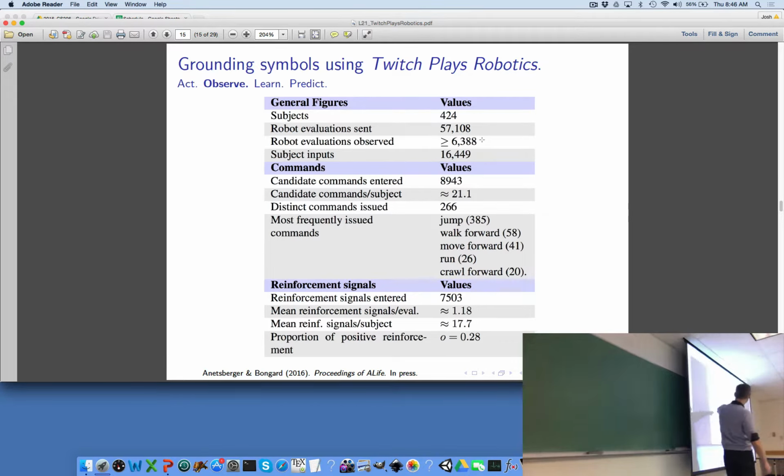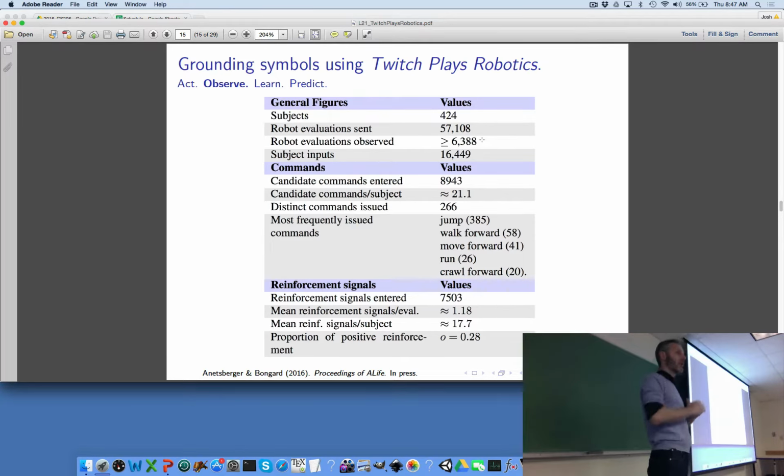We had 266 distinct commands that were issued, and as we saw last time, the most popular one was jump, which was issued 385 times. And in response to these commands, we got back 7,500 yeses and nos, and the rest is statistics about, on average, how much individuals participated. And we saw the proportion of positive reinforcement, where O ranges between 0 and 1, and we got an average of 0.28, which is closer to 0 than it is to 1, which tells us that most people were saying no, but there was a little bit of positive reinforcement as well.